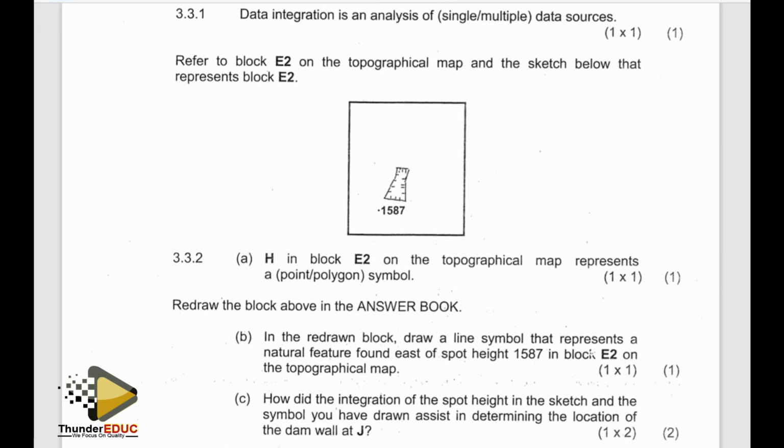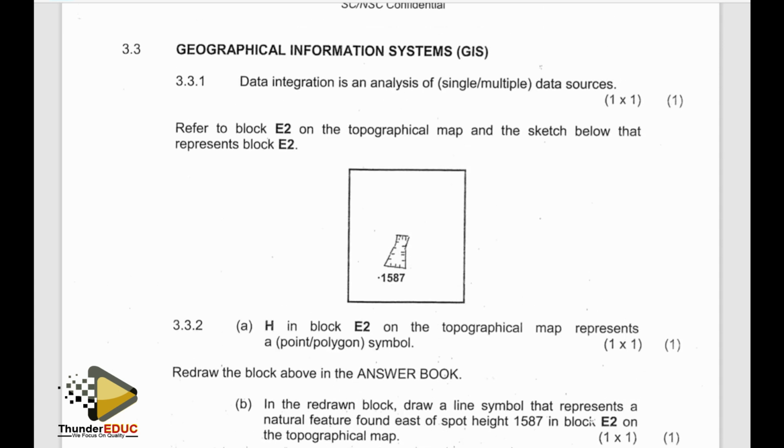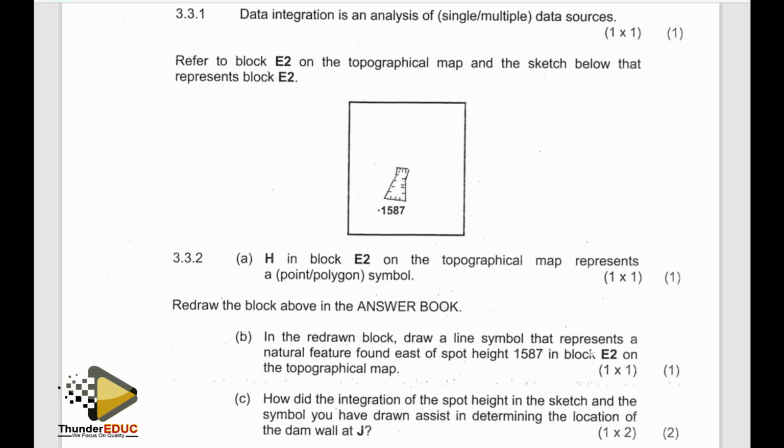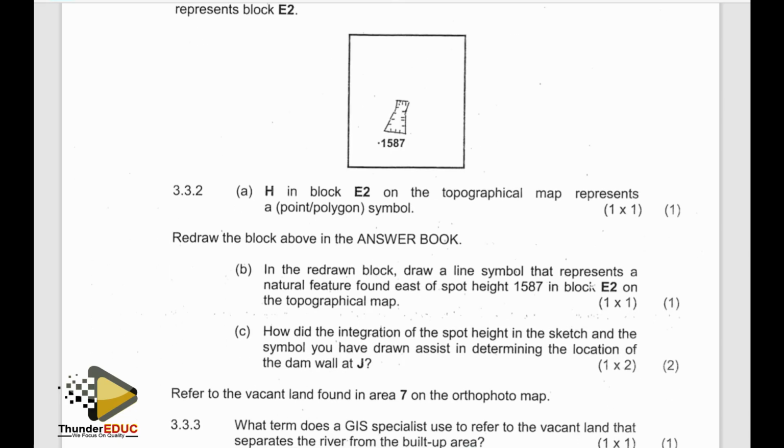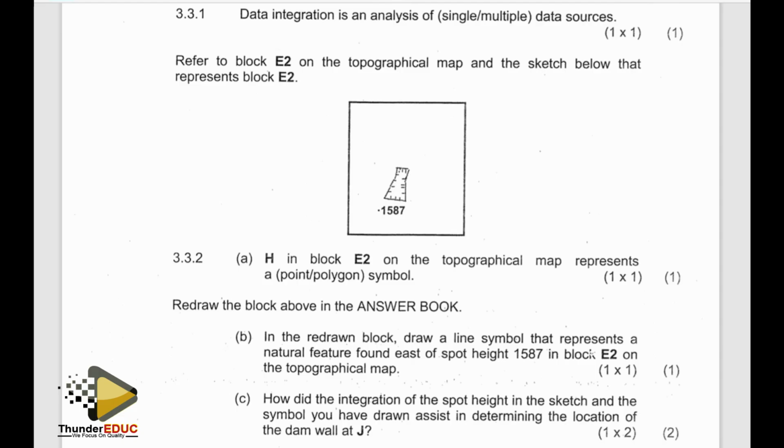Right. Then the next question is referring to a block on the map. Unfortunately, I could not figure it out because I don't have the map. It says there is a spot at 51587, and that feature indicated there says H in block E4 on the topographical map represents, is it a point or a polygon symbol? Right, I'll just explain how you note it, since we don't have the map.